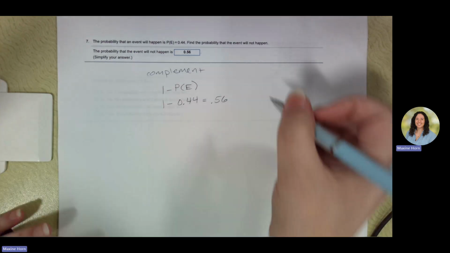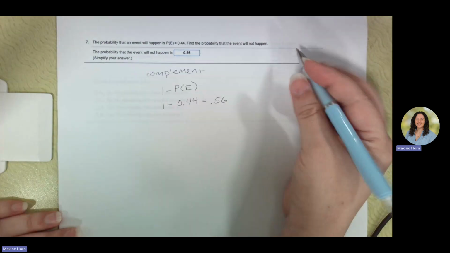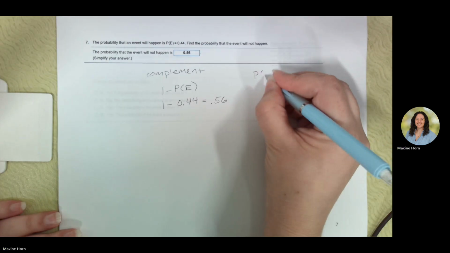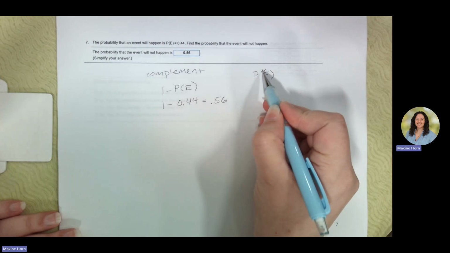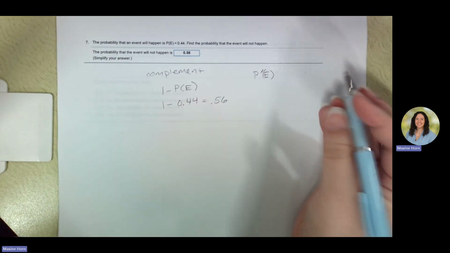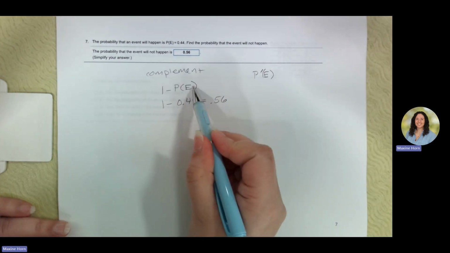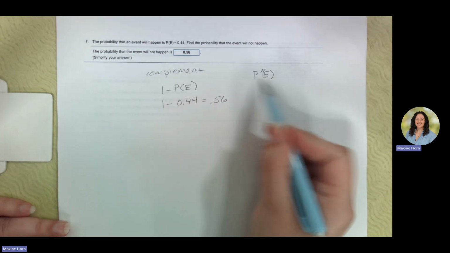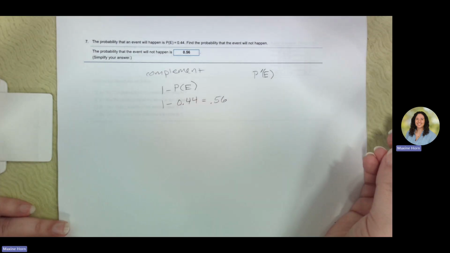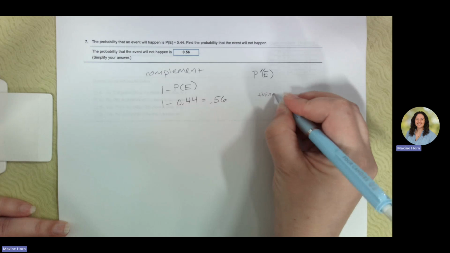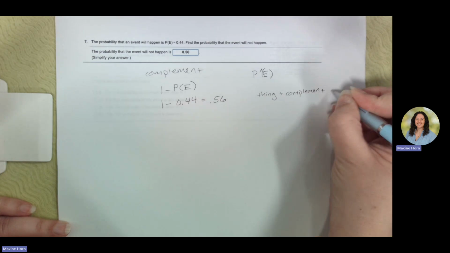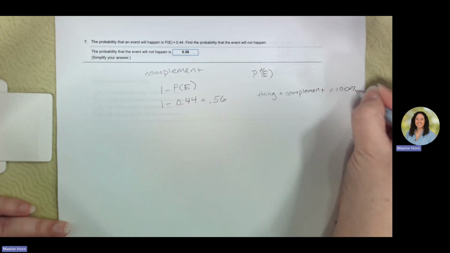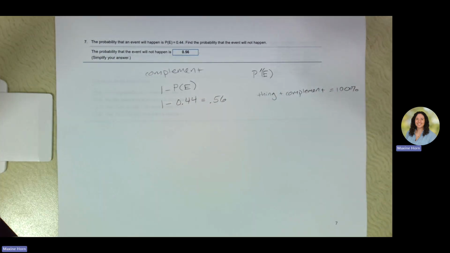I don't know that they're using this notation, but if you see it, if I remember correctly, they put kind of like an apostrophe on the event. The probability of the event plus the complement of the event is going to be equal to 1. So the thing plus the thing's complement is always going to equal 100%, or 1 if you're writing it as a decimal. Okay.